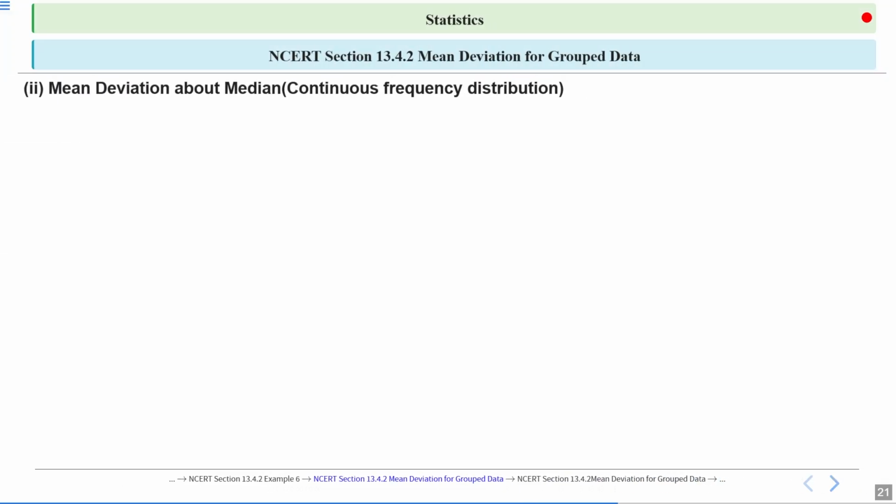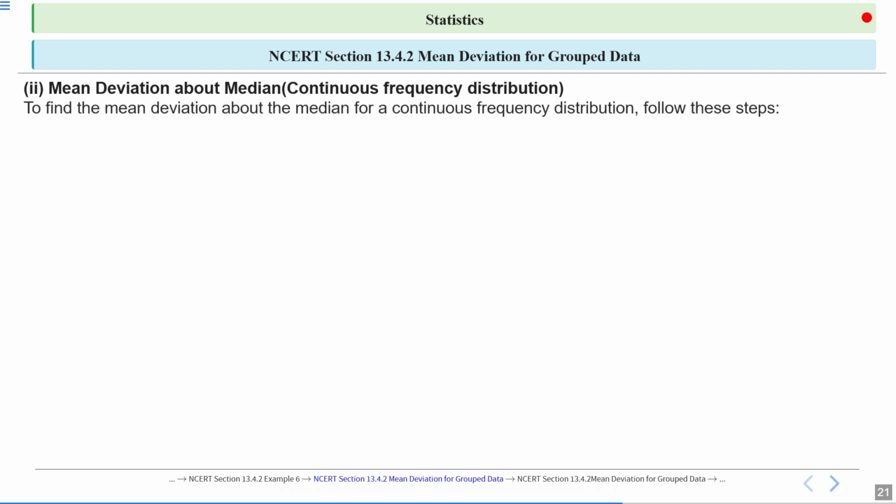Now, we are talking about how to calculate the mean deviation about the median for a continuous frequency distribution. To find the mean deviation about the median for a continuous frequency distribution, we need to follow a specific sequence.